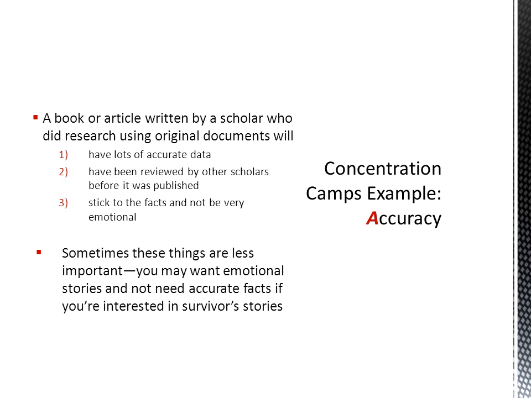Concentration camps example for accuracy. A book or article written by a scholar who did research using original documents will first have lots of accurate data, second, have been reviewed by other scholars before it was published, and third, stick to the facts and not be very emotional. Sometimes those things are less important, though. You may want emotional stories and not need accurate facts if you're interested in survivors' stories.